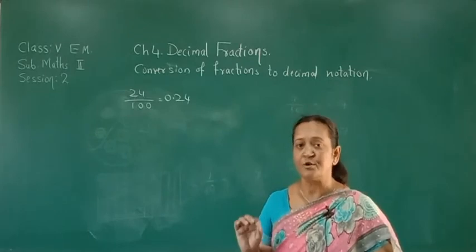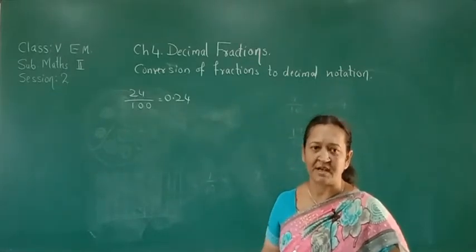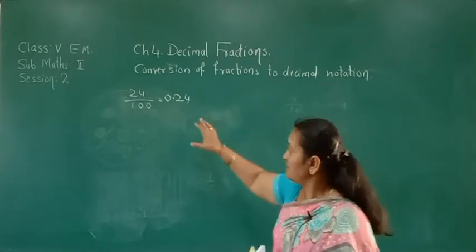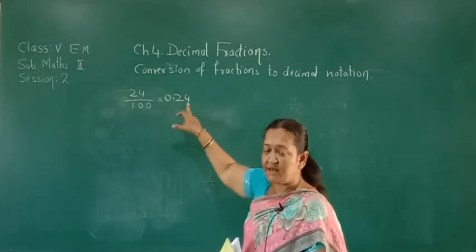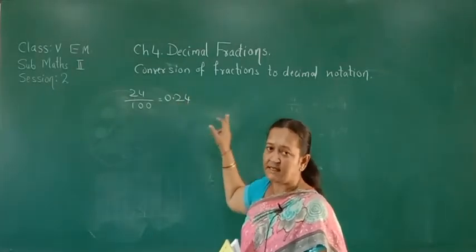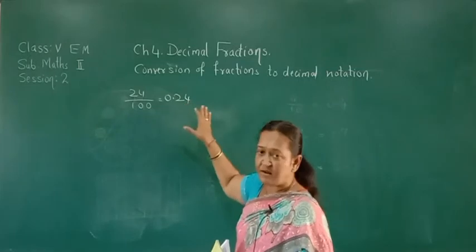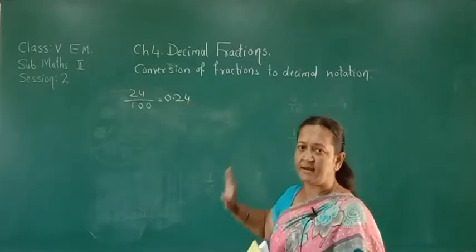Here you should not read it as zero point twenty-four. The digits after the decimal point are read as single digits. So zero point two four is the correct way.